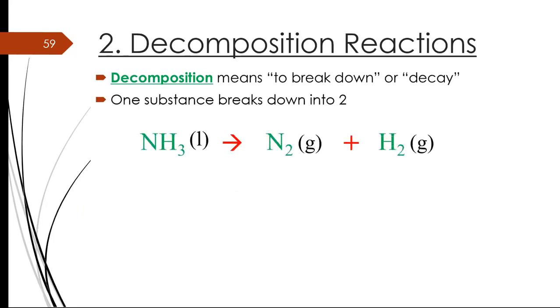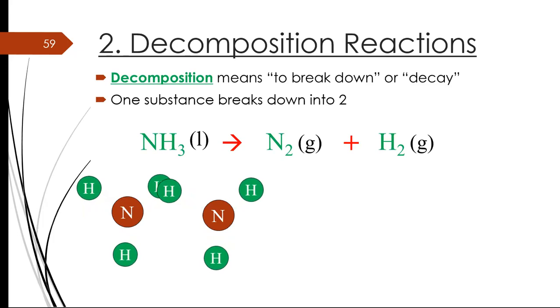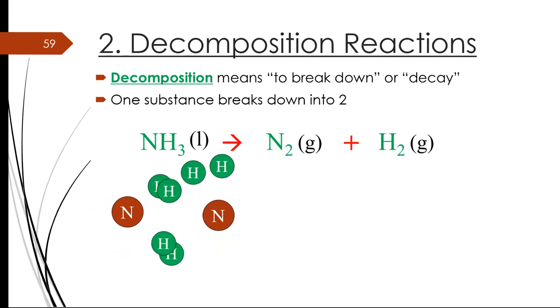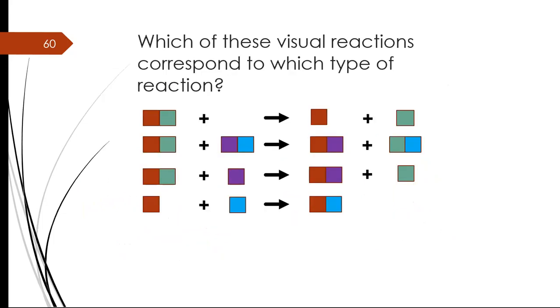And so what's happening here is that NH3 is getting pulled apart. Those nitrogens pair up, those hydrogens pair up, and we form N2 and 3 H2s.